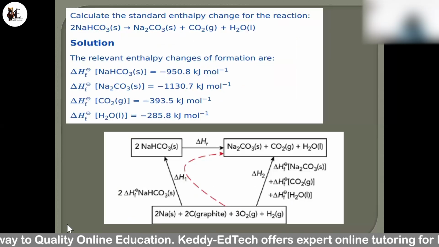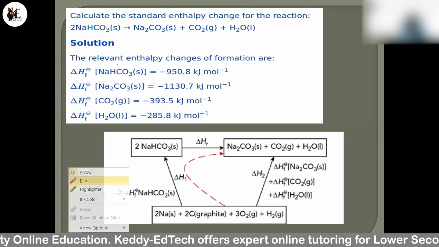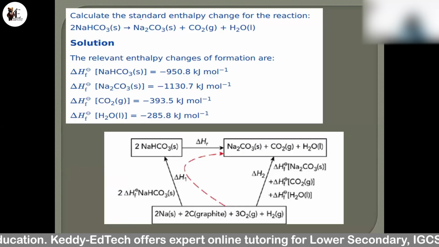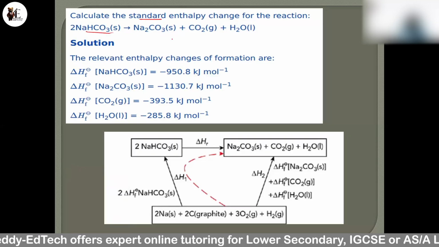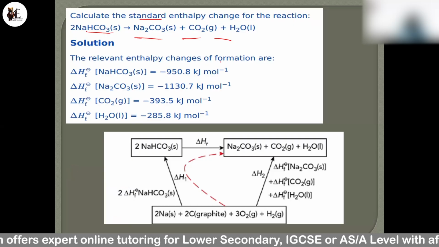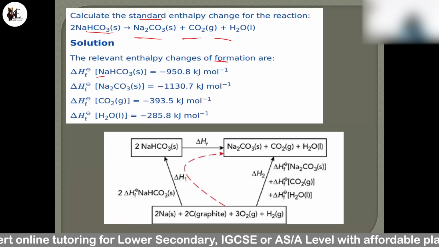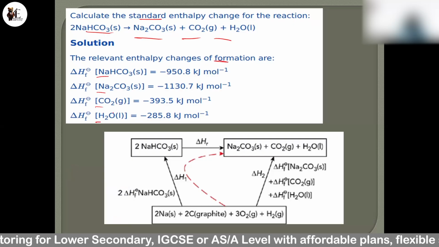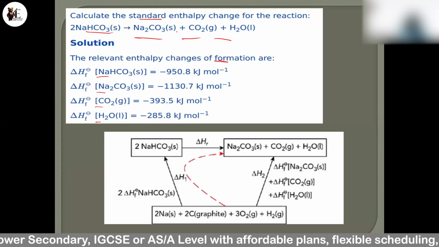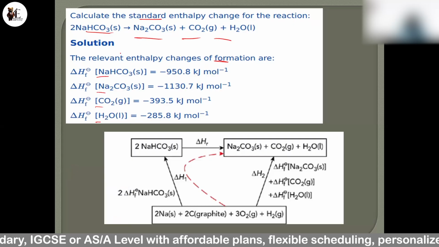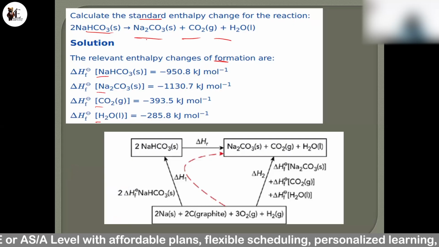Okay, so this is a question. From this question, you can understand the application of Hess law. Calculate the standard enthalpy change for the reaction. This is your reaction. Enthalpy changes of formation are given to you. I think now you know the difference between enthalpy change of reaction and the enthalpy of formation. So write this question down.